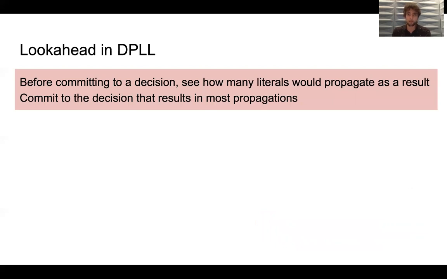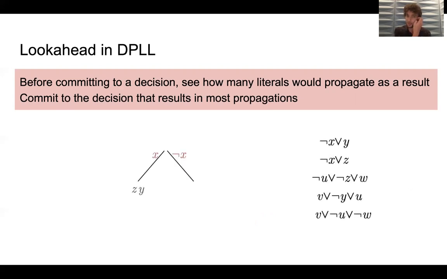So to do Lookahead in DPLL, the idea is to, before committing to a decision, so before choosing what kind of a tree we're going to build, see how many literals would propagate as a result, and then we commit to the decision variable or literal that results in the most propagations. So looking at this example in here, if we branch on x, we get x, z, and y. And if we branch on not x, we may look first at x, for instance, in both polarities.